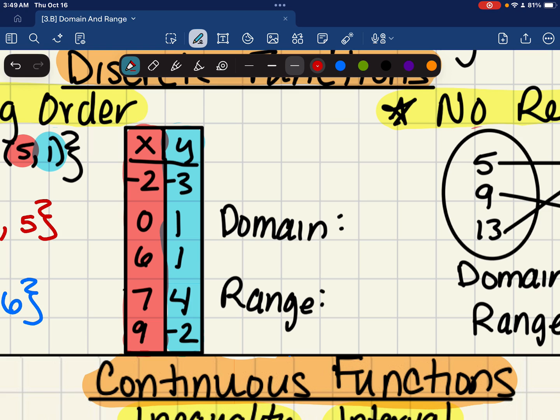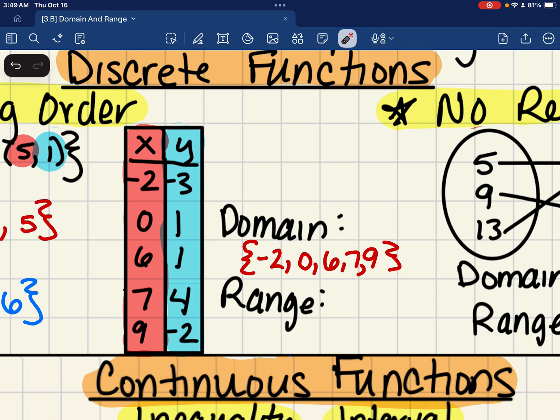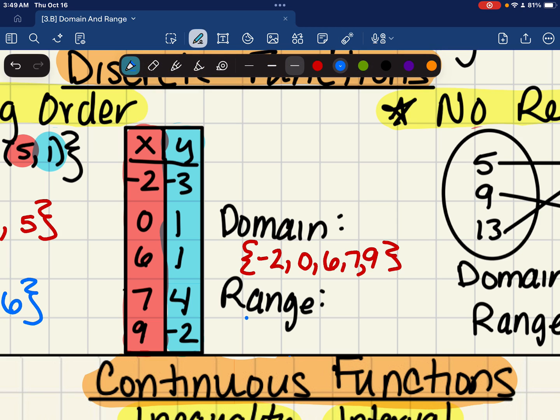Alrighty, so again, this is discrete, so we're going to use our curly brackets. This table is nice because our X values are already in order. So I have -2, 0, 6, 7, and 9. Notice there's commas between each number. We put the commas so that you know that that isn't -20,679. Now when I go to do my range, I need to point out there's two 1s here. So not only am I going to reorder it to show counting order, starting with the -3, but when I get to the 1s, I only list the 1 once, like that.